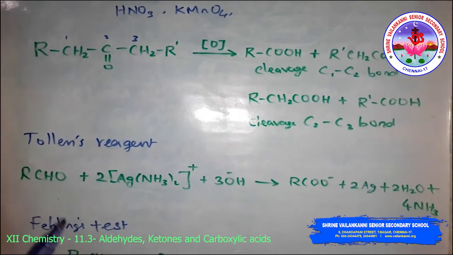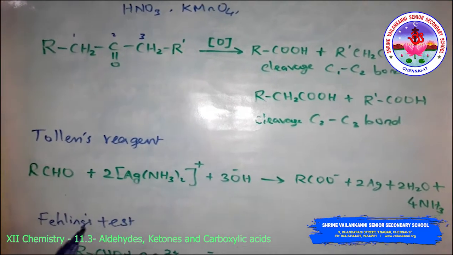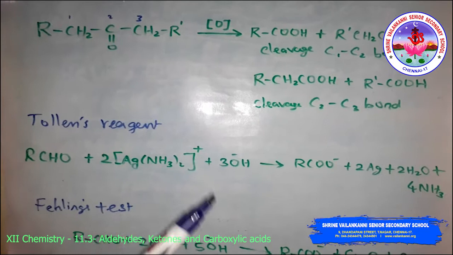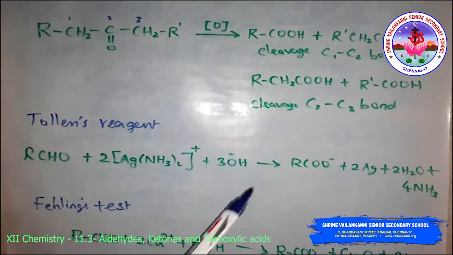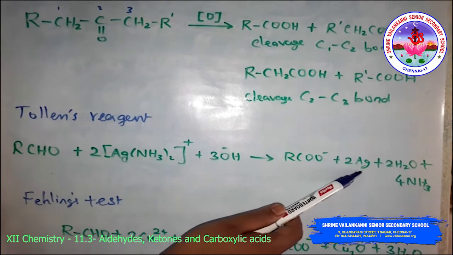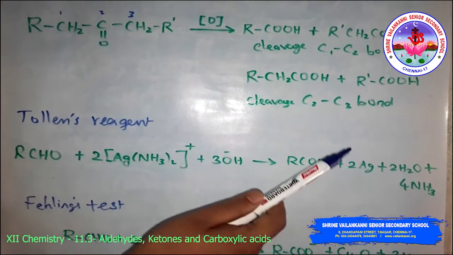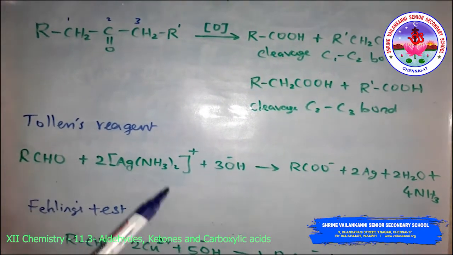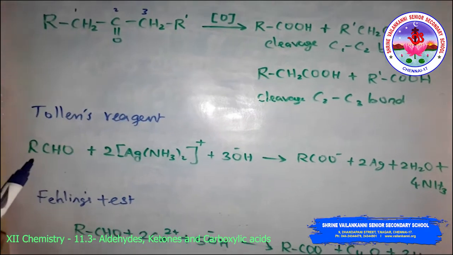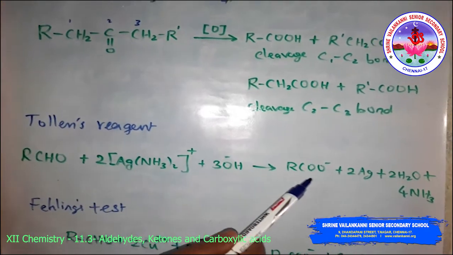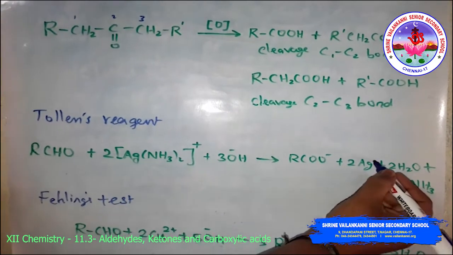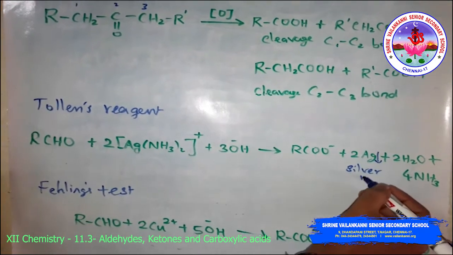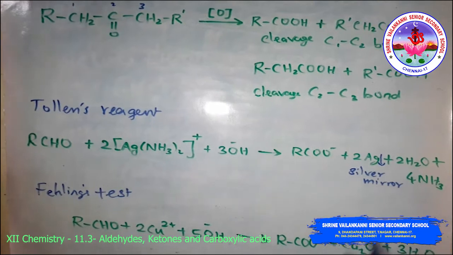In the Tollens' test, on warming an aldehyde with a freshly prepared ammoniacal silver nitrate solution, this is the Tollens' reagent, a bright silver mirror is produced due to the formation of silver metal. So the aldehydes are oxidized to the corresponding carboxylate anion. The reaction occurs in alkaline medium. Look at this reaction: the aldehyde and Tollens' reagent form a silver precipitate, so it gives a shiny silver mirror.